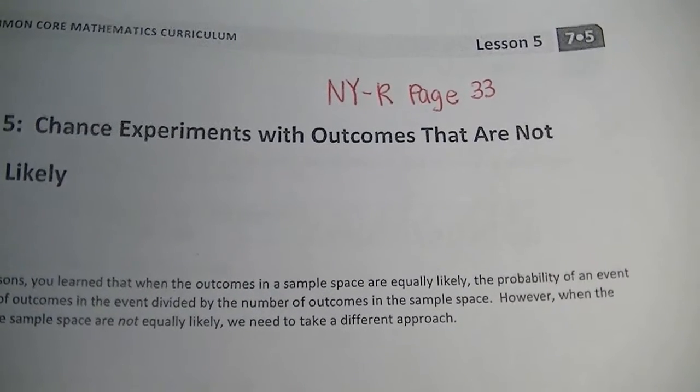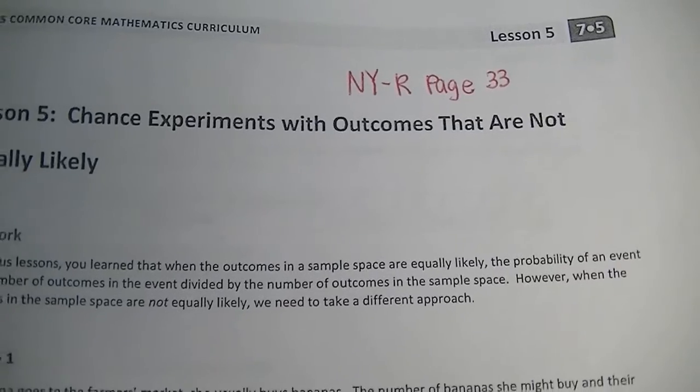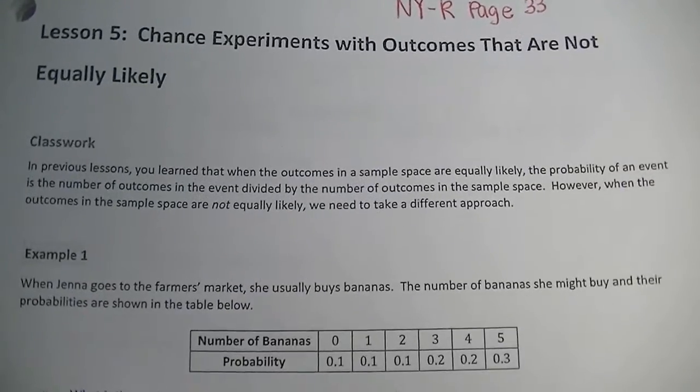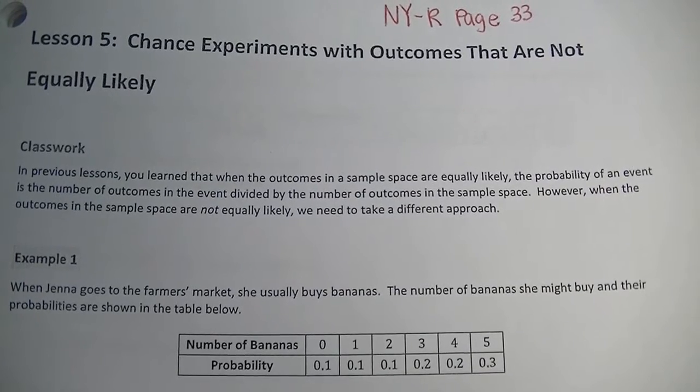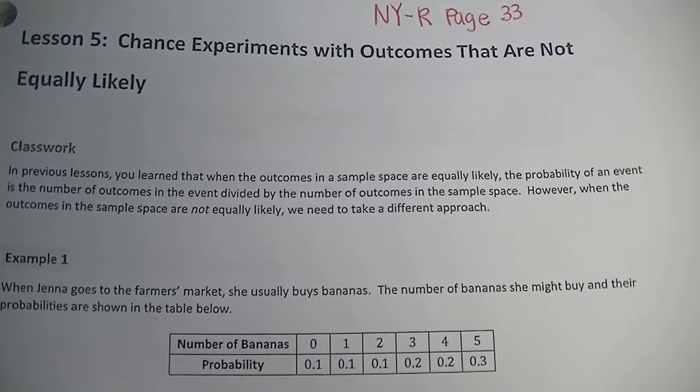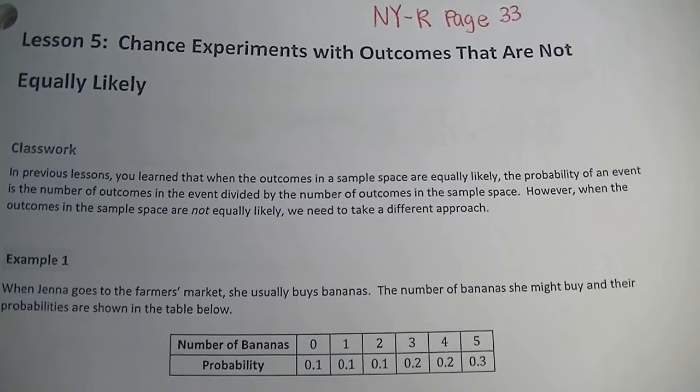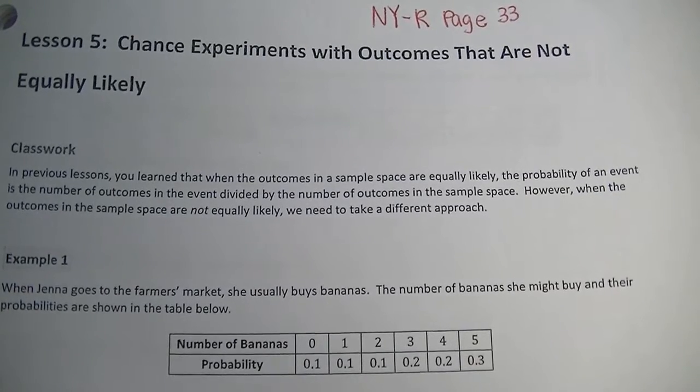Now this video is going to show you how to complete the problems on page 33 out of your math book. So in previous lessons, you learned that when the outcomes in a sample space are equally likely, the probability of an event is the number of outcomes in the event divided by the number of outcomes in the sample space.